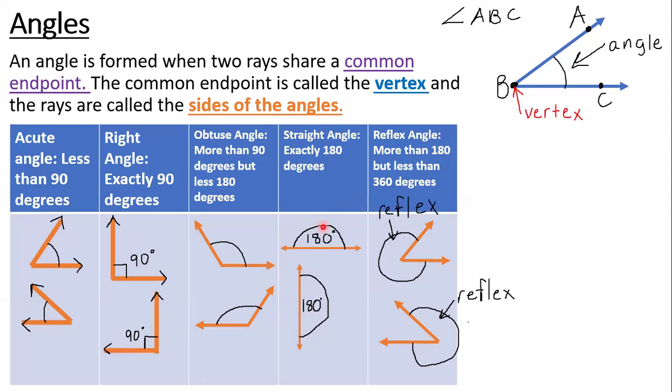And Elcha, where's Elcha? Yes, sir. What do we mean by a reflex angle? An angle that is more than 180 degrees but less than 360 degrees. Very good.